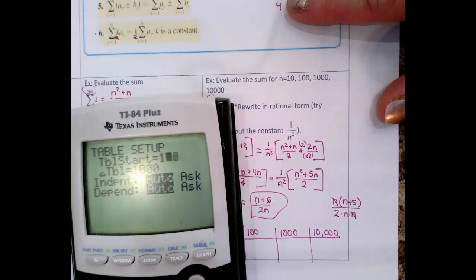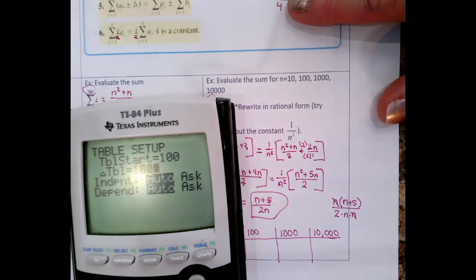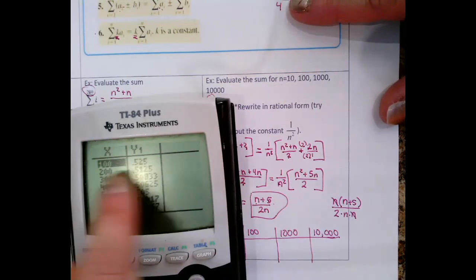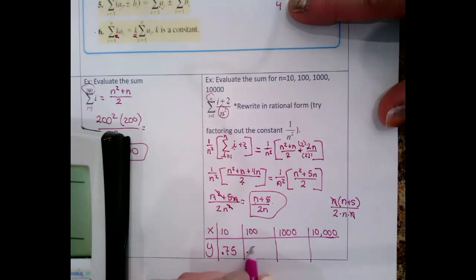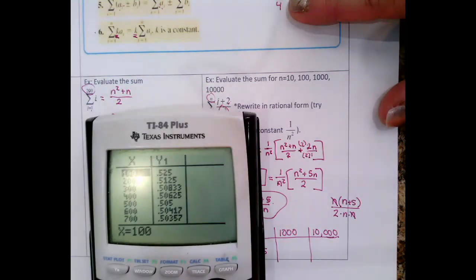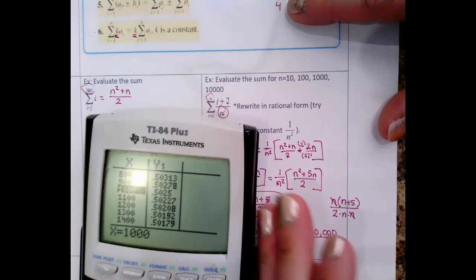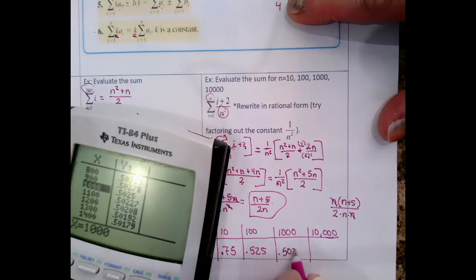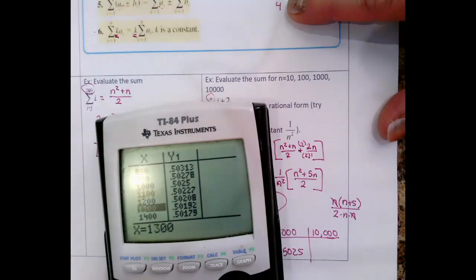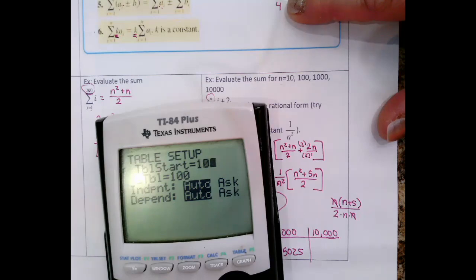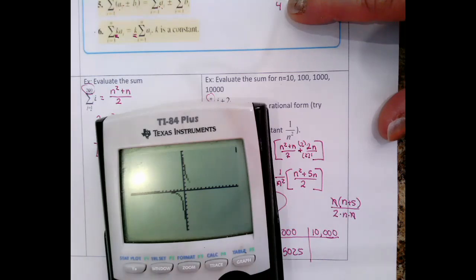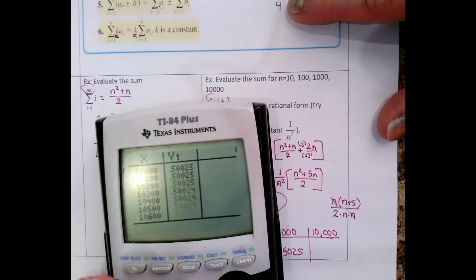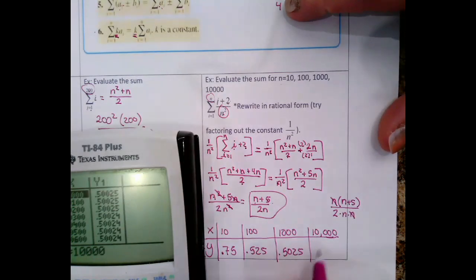Okay, so I'm going to go to my table and I'm going to start at 100 and go in increments of 100, because I don't want to be scrolling through this forever. So my 100 is 0.525. So now I could start scrolling and get to 1,000 pretty quickly. So that's going to be 0.5025. But then to get to 10,000, it's going to take me a little while. So for me, it's just easier to start at 10,000 and go in increments of 100. Okay, there's my graph. All right, so 10,000 would be 0.50025.